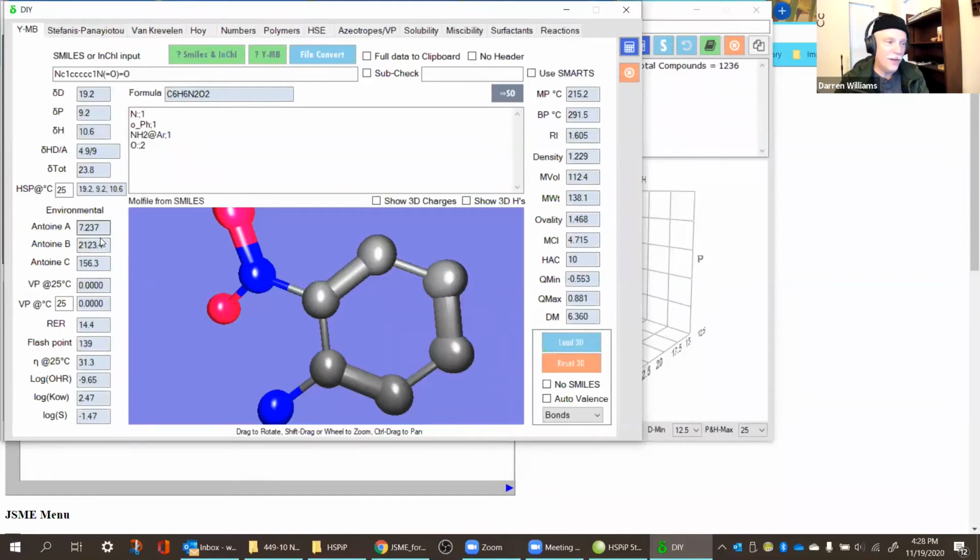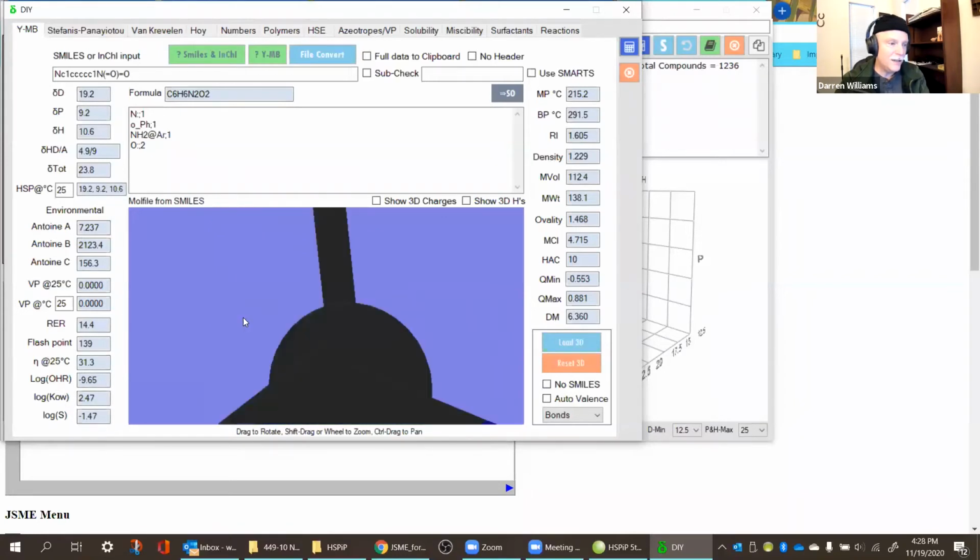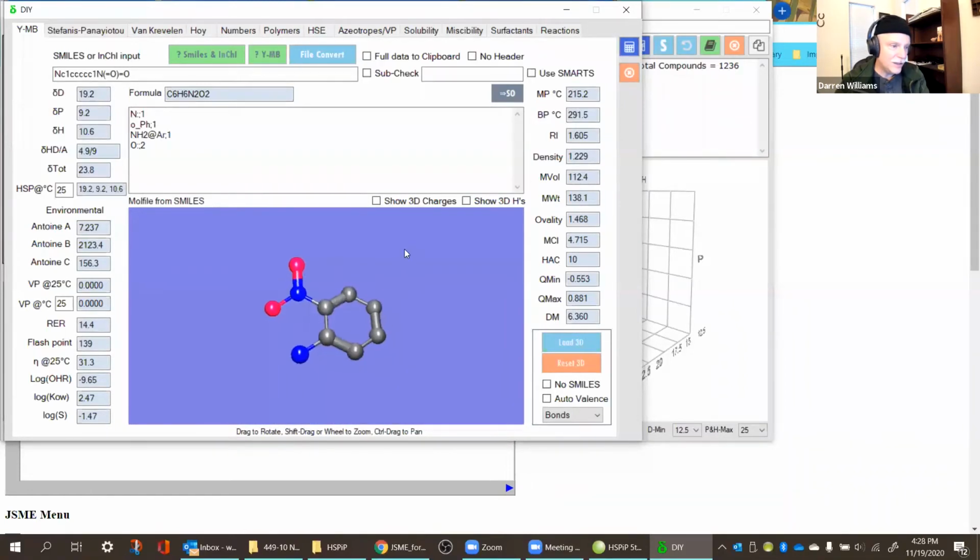But over here we have the vapor pressure values, the Antoine A, B, and C coefficients, which will tell you the vapor pressure as a function of temperature, relative evaporation rate, flash point, viscosity at 25 degrees C, the oil water octanol partition coefficient. And I don't know what AOHR is. And then it's got this 3D structure, which is not the best. Yeah. But anyway, isn't that incredible?